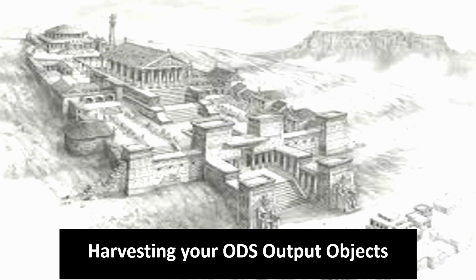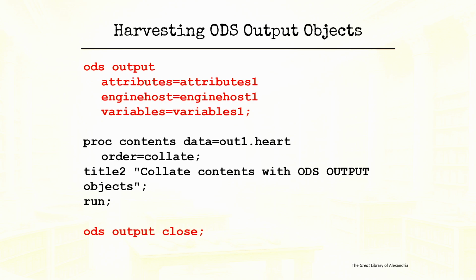So now let's get into harvesting those ODS output objects. We've already determined that the ODS output objects for proc contents collate are attributes, engine host, and variables. These data sets are ephemeral, and they only exist in the SAS session, whether it's batch or interactive. Therefore, we need to preserve them as either work or permanent data sets. And the way to do this is to use an ODS output sandwich.